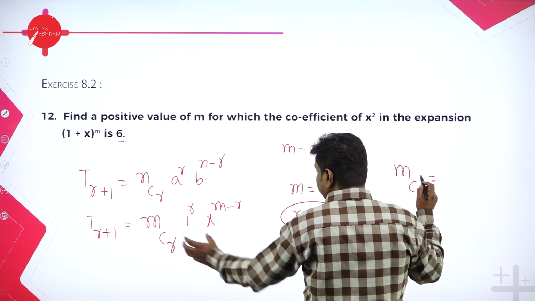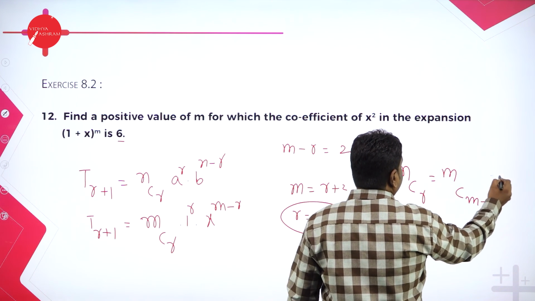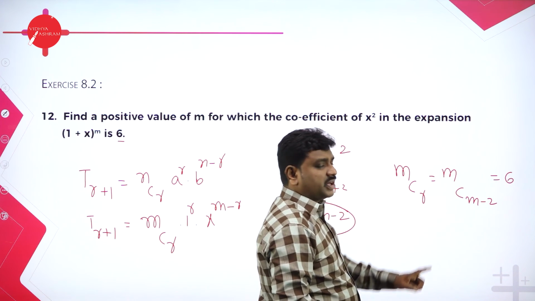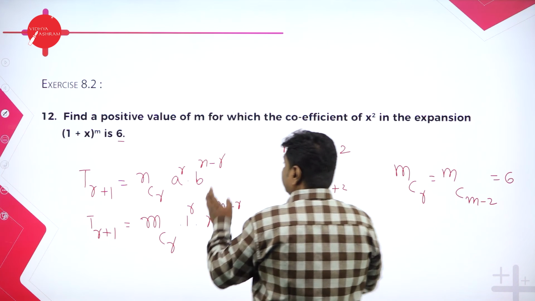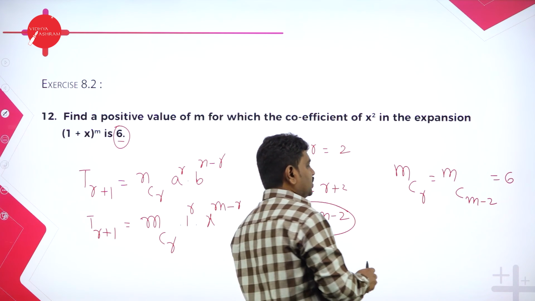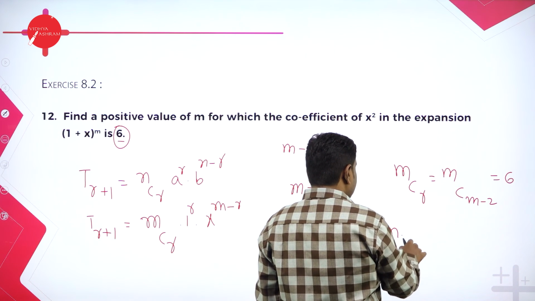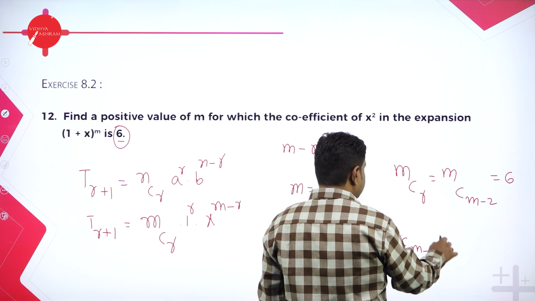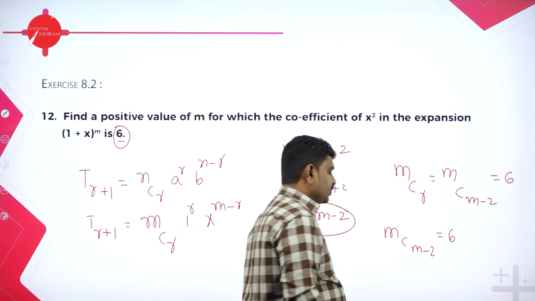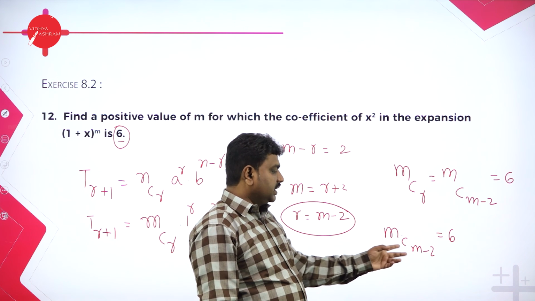MCR is the coefficient actually. MCR is MC, here r value is m minus 2. That should become equal to 6. MC m minus 2 is equal to 6 because they want the coefficient to be 6. And choose m, which is a positive value, is the question. So MC m minus 2 should be 6. So do inspection. M, you start with what? Any number other than 2.